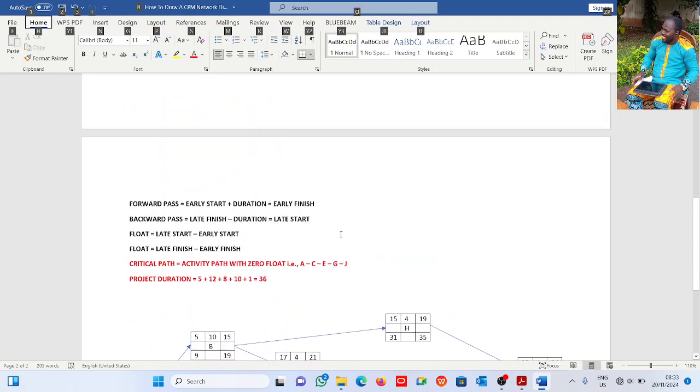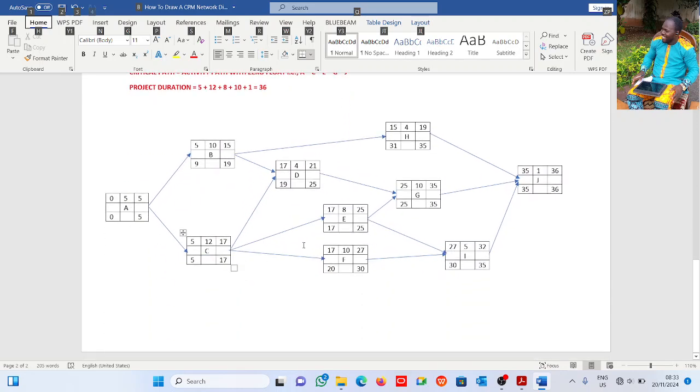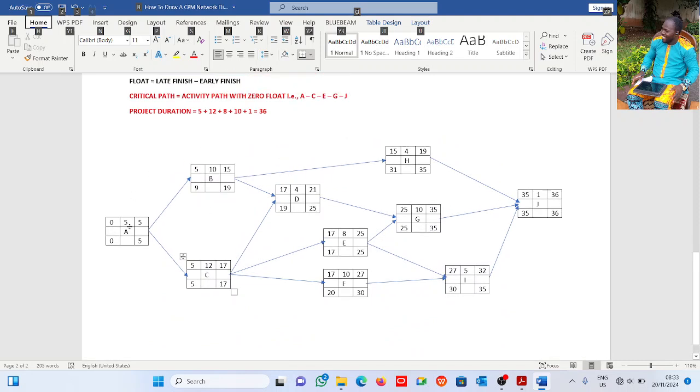Now we should compute the project duration. On that critical path, I'm going to add up the durations. It will also be the longest path. This is 5 plus 12 plus 8 plus 10 plus 1, which gives me 36. Every other path here will not give you 36. Take for instance A, B, D, G, J. Let's pick one. This is 5 plus 10, 15. Now see the arrow here, plus 4, that's 19. Now plus 10, that's 29, plus 1, that's 30.